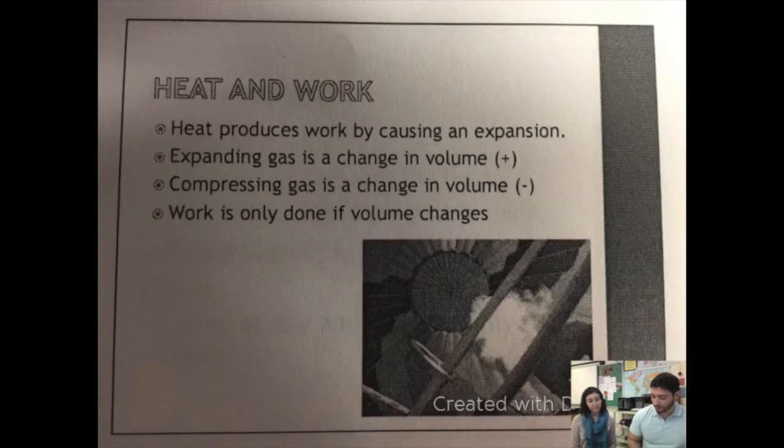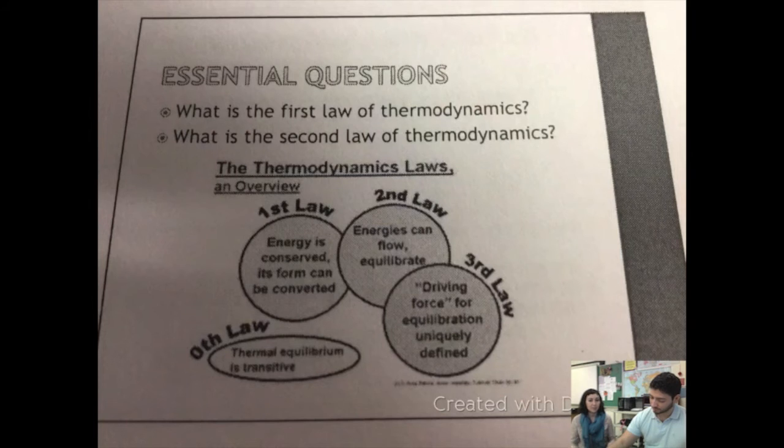So let's talk about heat and work. Heat produces work by causing expansion. Now, how would we get a positive expansion? Well, when you have a change in volume, when something is growing, moving away from its original size, that's a positive expansion. And then compression is a negative expansion. It's shrinking from its original size. Okay, so work is only done if the volume changes, right? Remember, whenever we were talking about work before, we said that work can only happen if there's a displacement. Well, this volume change counts as that displacement.